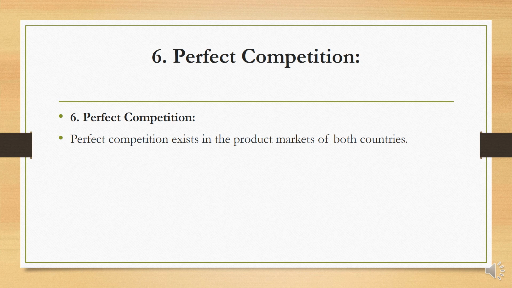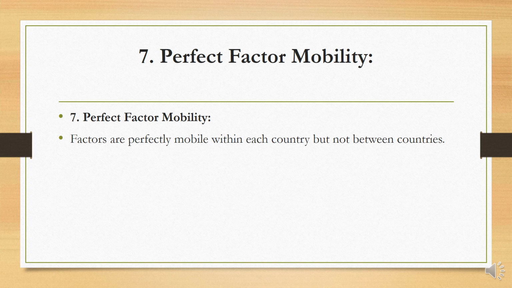Number 6, perfect competition. As we already know about perfect competition, we study it in depth in microeconomics, along with its assumptions. Perfect competition exists in the product market of both countries. Perfect factor mobility: factors are perfectly mobile within each country, but not between countries.